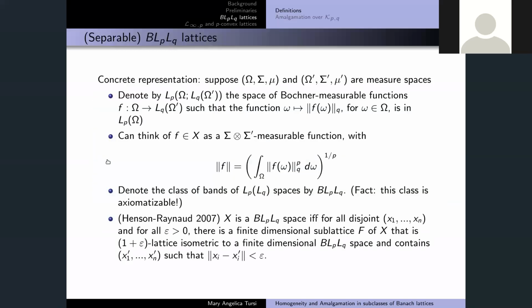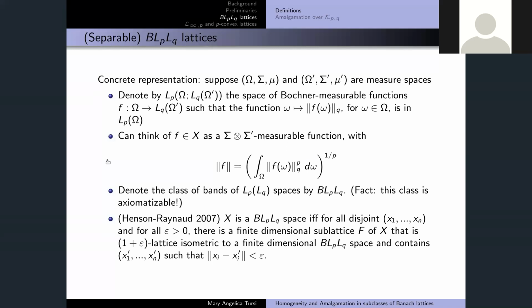So in this talk, we're going to look at two particular subclasses of lattices. One of them is the LP, LQ lattices. And I'm going to give a concrete representation of these. There's an abstract representation given by Henson and Raynaud, but the concrete representation is going to be what we're using, especially since we're dealing with separable structures here. So these lattices have a lot of nice model theoretic properties. And they act a good bit like our typical LP spaces as well.